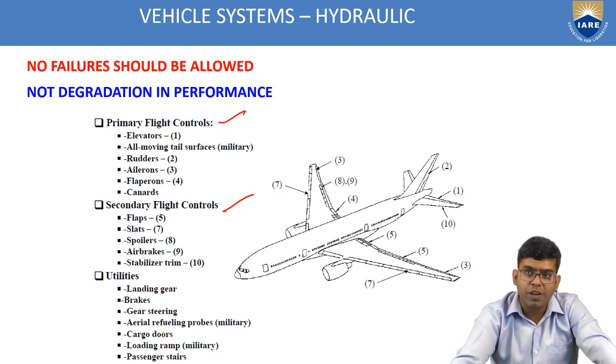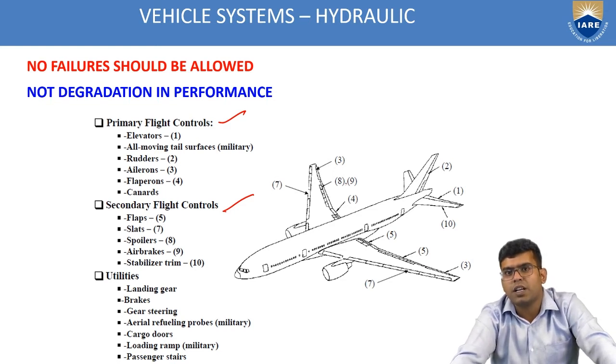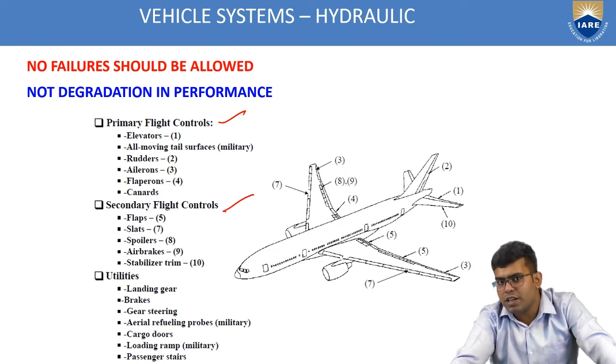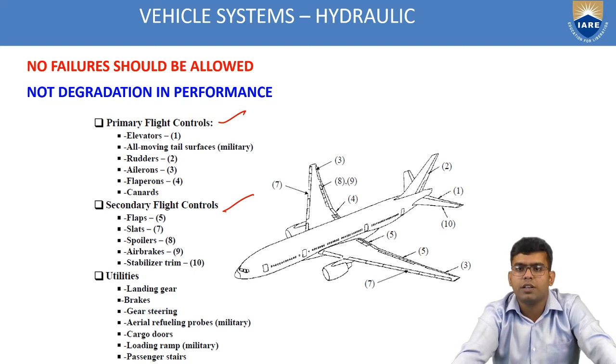Okay, failure should not be allowed, which means it is imperative that failure does not occur. But degradation can be allowed. However, the so-called degradation that we are allowing in an aircraft should be controlled degradation.